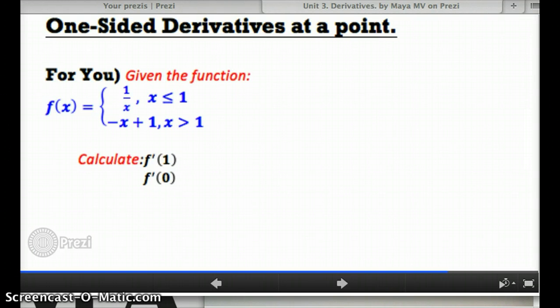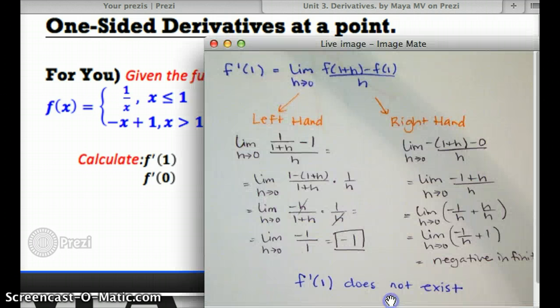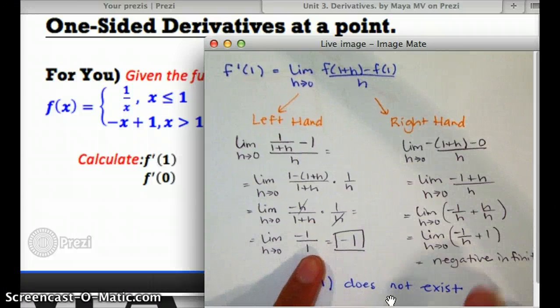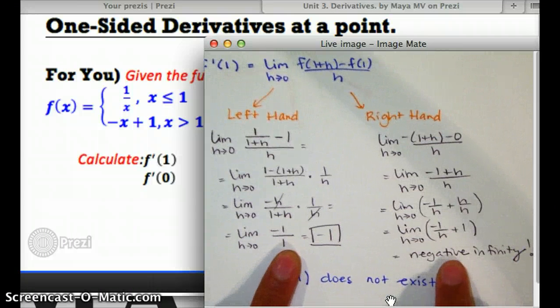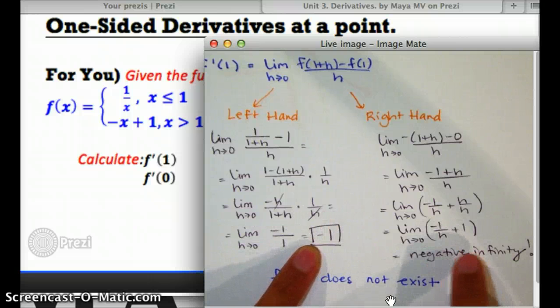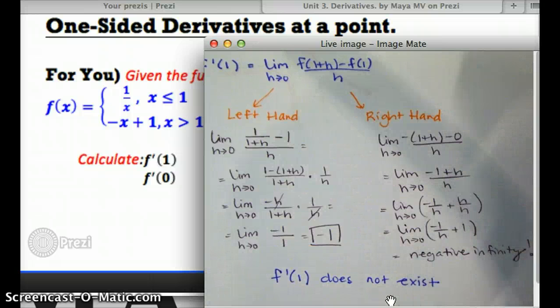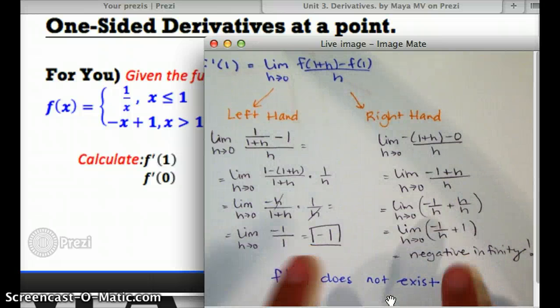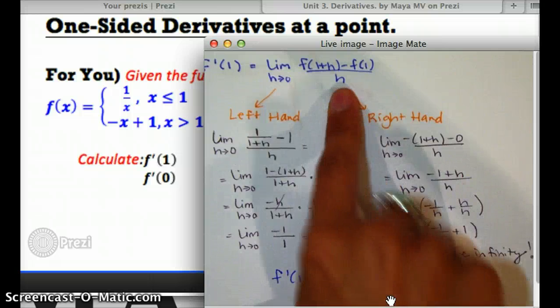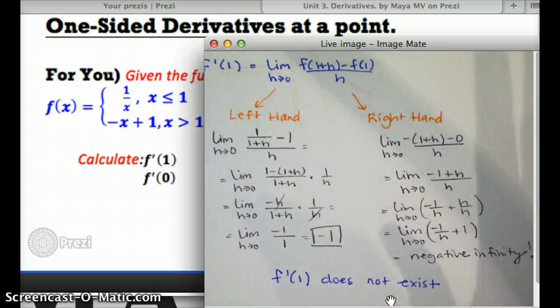Right, so as you saw in Edpuzzle, it turns out both of these derivatives don't exist, although for different reasons. The first one doesn't exist because the right hand and left hand limits don't equal each other. One of them equals -1, and the other one equals -infinity. Obviously if the two sides don't equal each other, then the limit doesn't exist, which means the derivative doesn't exist.